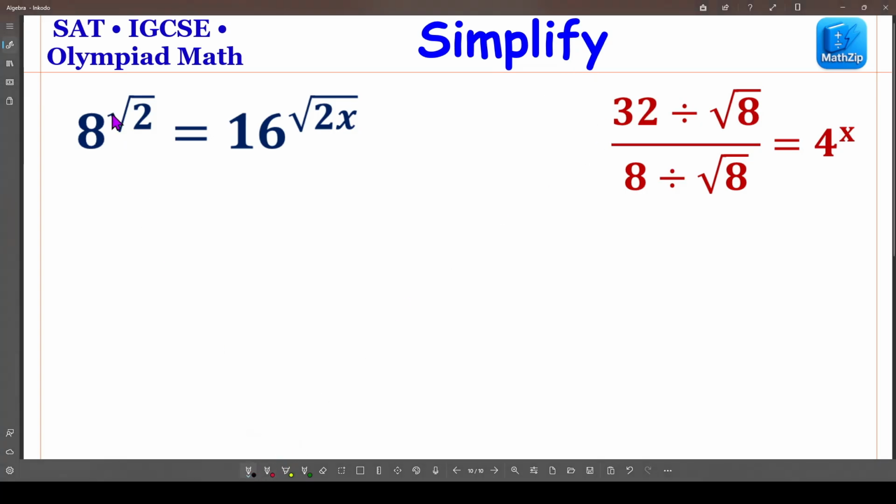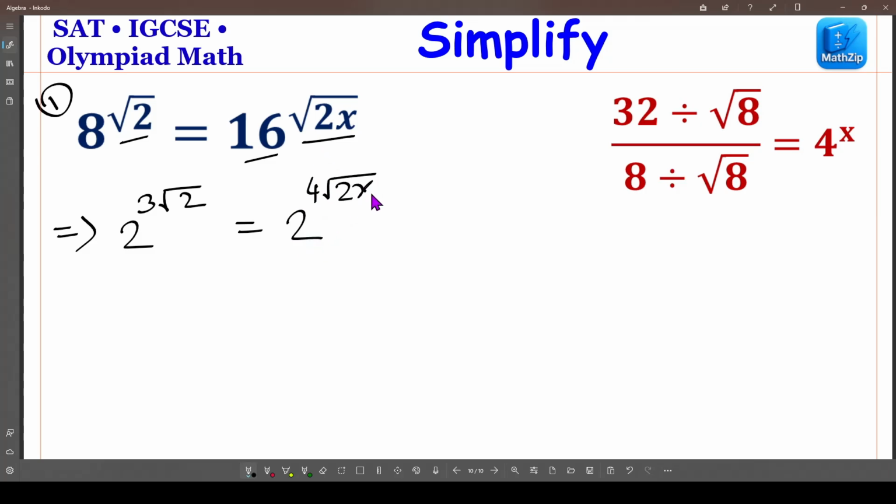First question: 8 to the power root 2 equals 16 to the power root 2x. Our first target is to make similar bases. This 8 we can write as 2 to the power 3, and here is root 2. Similarly, this 16 we can write as 2 to the power 4, and together root 2x.